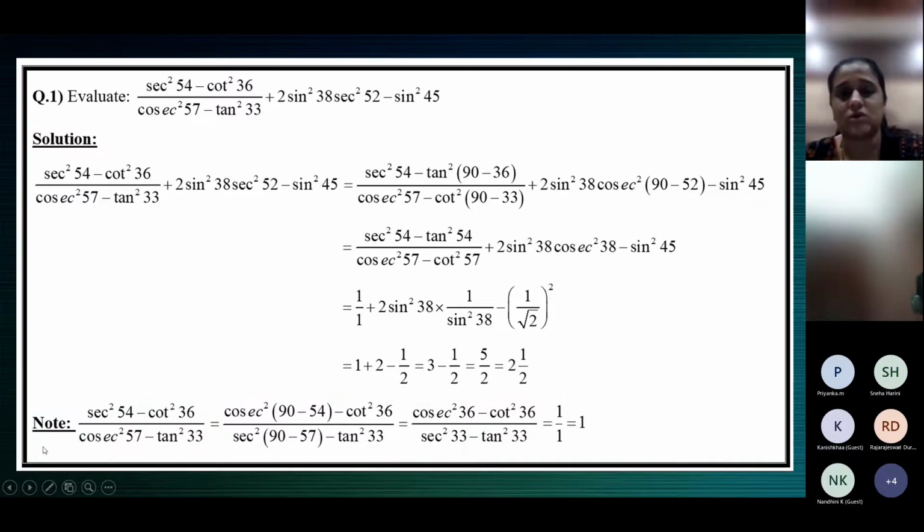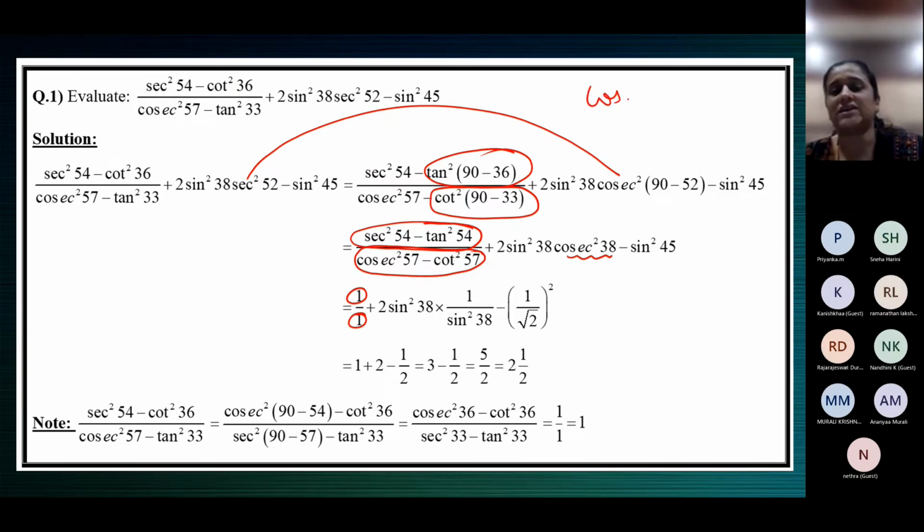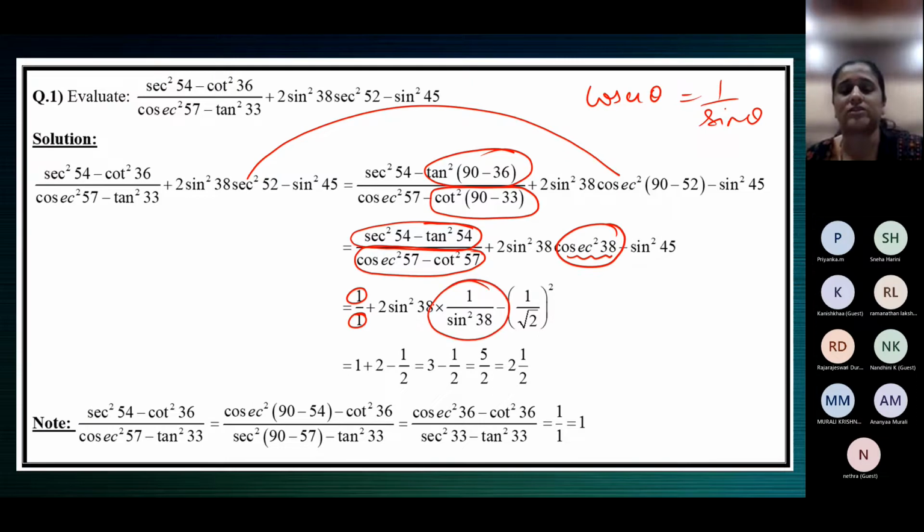So you can see here we have used the concept of complementary ratios. Then here, trigonometric identity, secant square theta minus tan square theta is 1. Similarly, here in the denominator, complementary ratio. Then this one is cosecant square theta minus cot square theta, which is 1. And from secant square 52, we get cosecant square 90 minus 52, complementary ratio. Then we write cosecant square 38 degrees as 1 by sine square 38, because cosecant square theta is 1 by sine square theta. Cosecant and sine are reciprocal ratios.